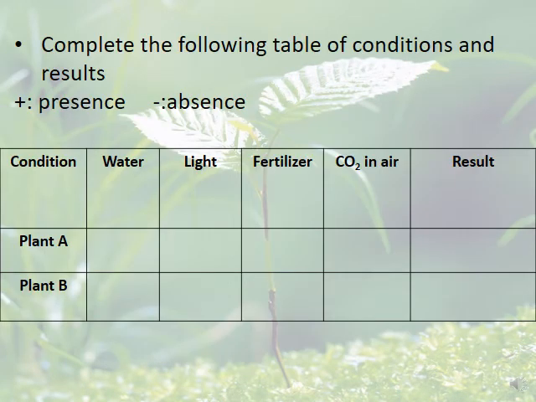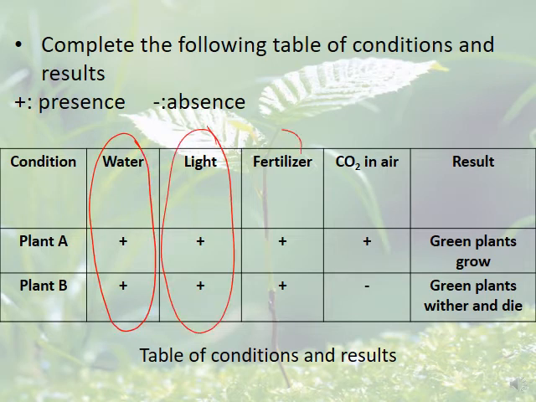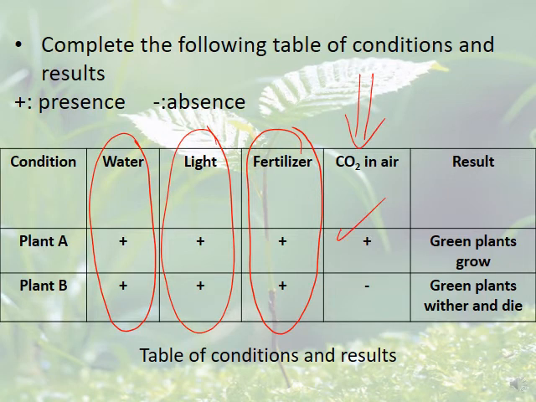So here we want to complete the table of conditions. Water is present in both plants, light also, and fertilizer, which gives the mineral salts, is present in both of them. The variable factor is the CO2. It is present in plant A and absent in plant B. So this will lead to the green plants growing normally in the presence of CO2, while they wither and die in the absence of CO2.